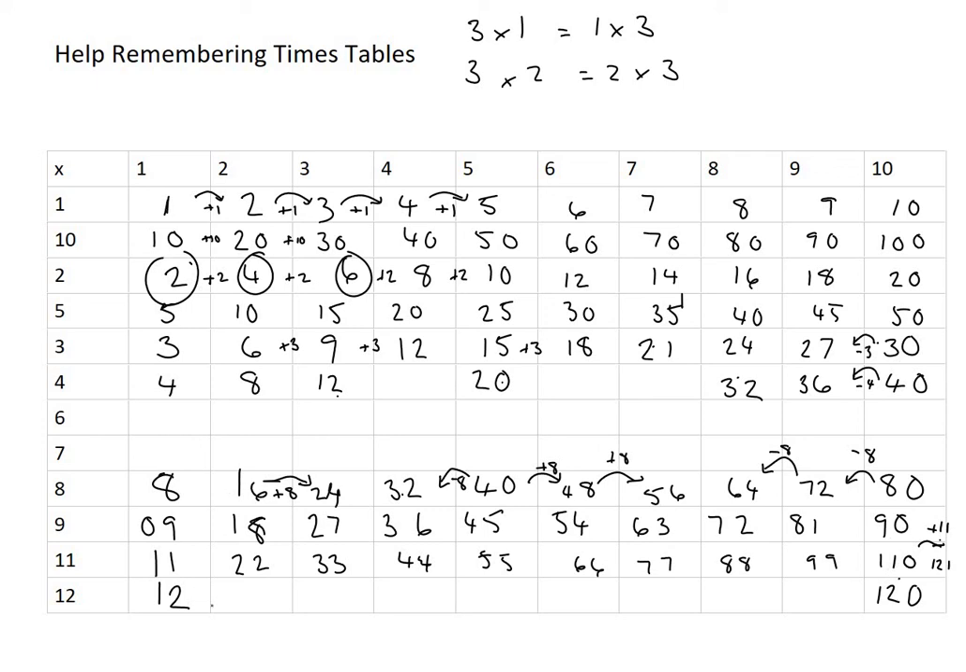So for 2 times 12, I'm just going to add on another 12. That's going to give me 24. And do you remember I got that 4 times table by doubling? So maybe I'm going to double that and get 4 times 12. That's 48. And then for 5 times 12, all I need to do is add on an extra 12. That's 60.